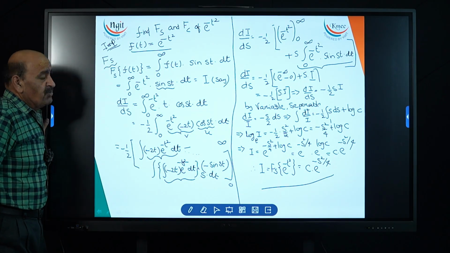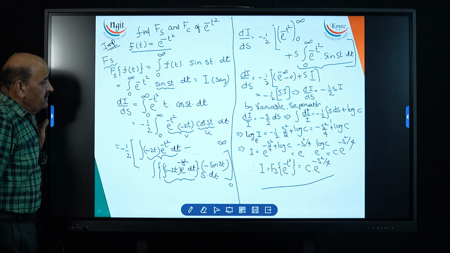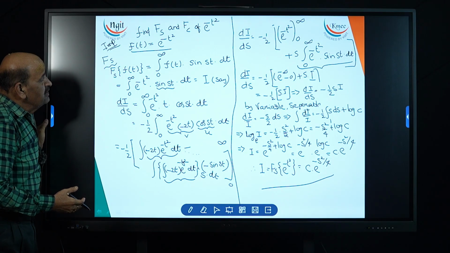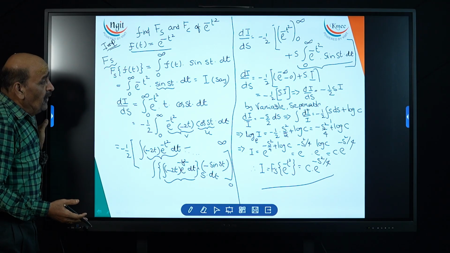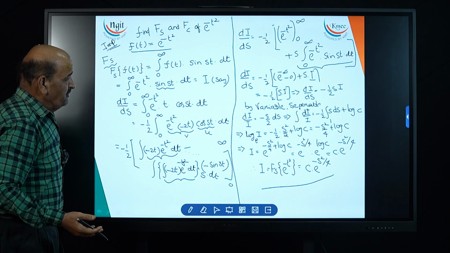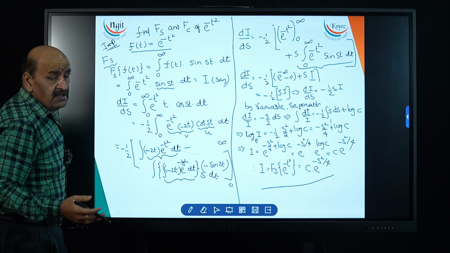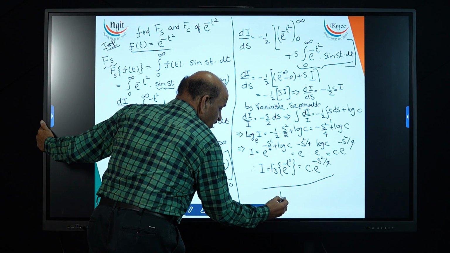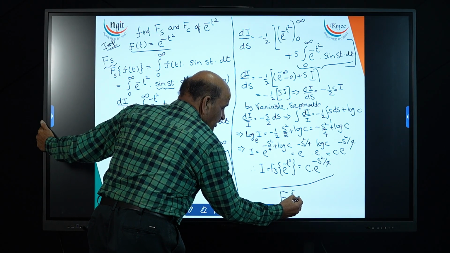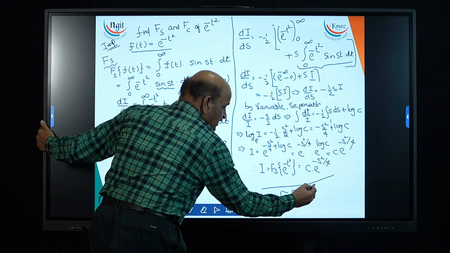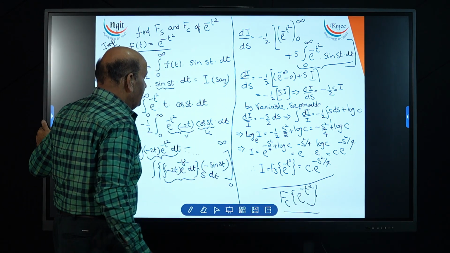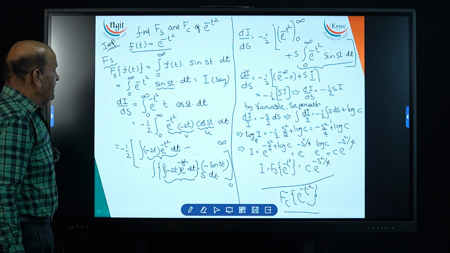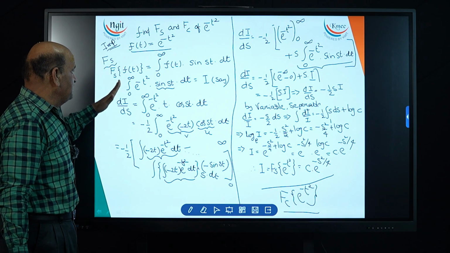This is a very important problem. Now just look at. Based on that, students have to practice how to find the Fourier cosine transformation of e power minus t square. That problem is left for you as an exercise. You make the Fourier cosine transformation of e power minus t square. Understanding? Now here, two important steps students have to understand. Just directly write the Fourier sine transformation here.